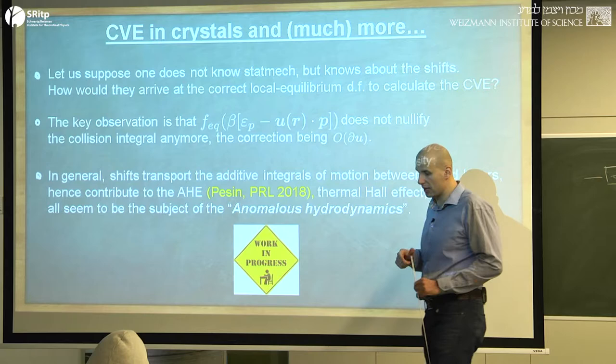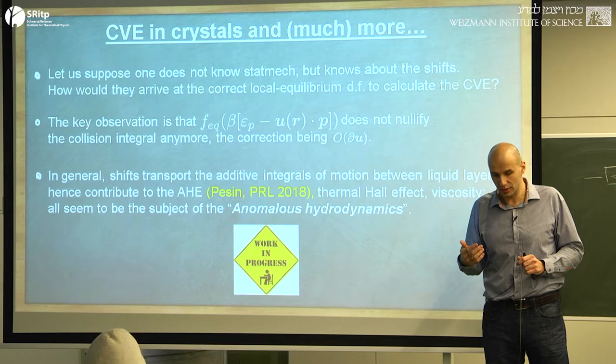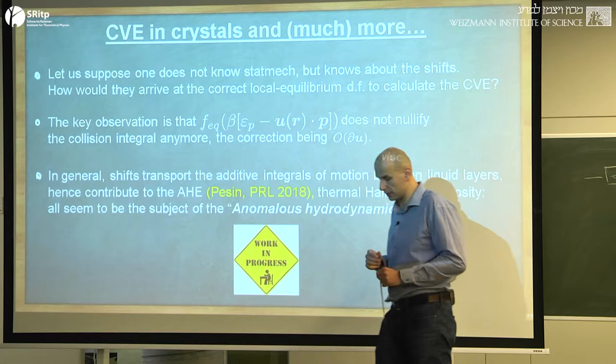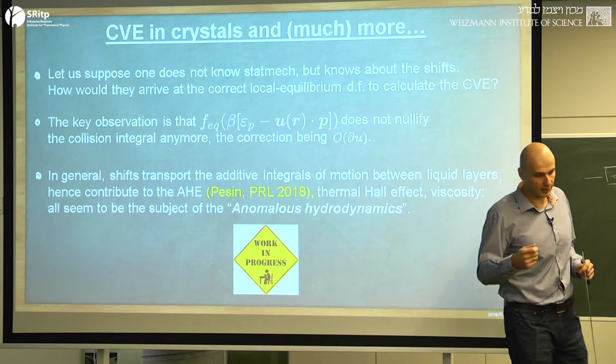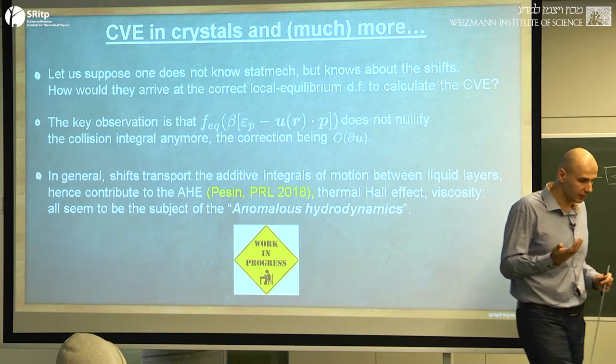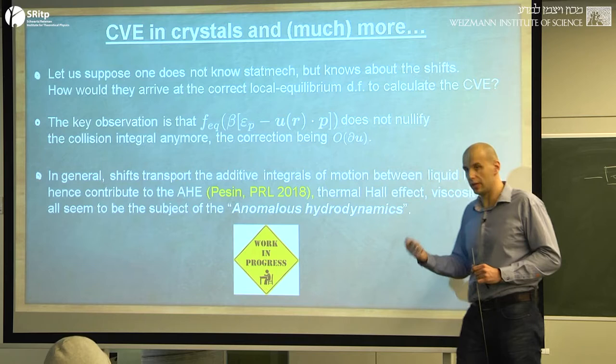Another observation is that these shifts during the collisions move the additive conservation integrals between the layers of the liquid. So they change the transport coefficients of your system. In particular, in the paper that I mentioned, I showed that this shift leads to an anomalous Hall effect that comes from collisions only. You don't have any impurities, you don't have anything, but these shifts lead to this anomalous hydrodynamic Hall effect. In principle, they can transport momentum, so you will get viscosity from there. Of course, you can guess this must be Hall viscosity. You can recover the chiral vortical effect that way.